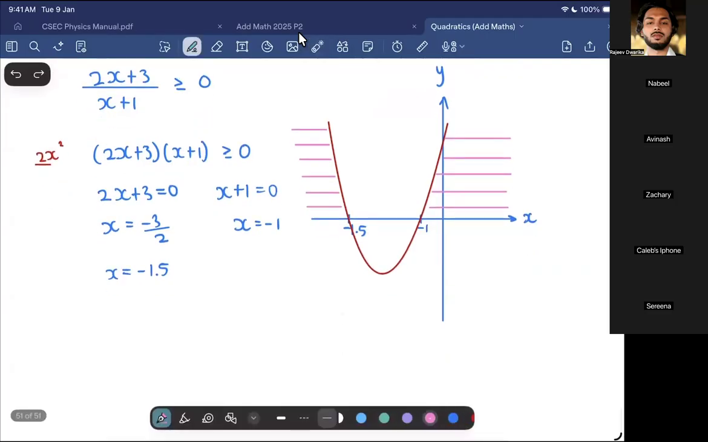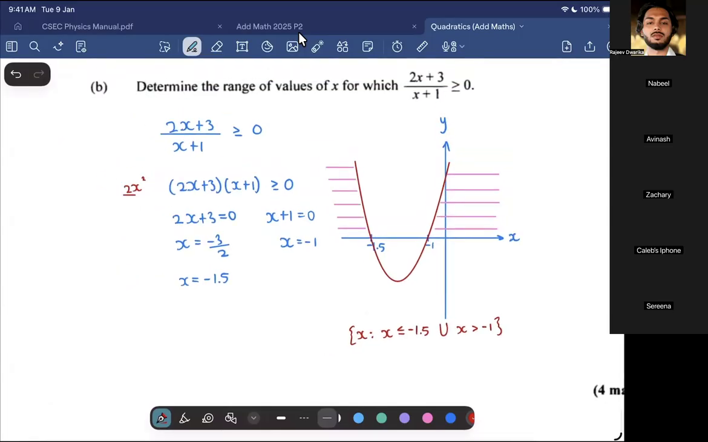So your answer is going to look like this. You're going to say x is such that x is less than or equal to minus 1.5, union x is more than minus 1. I cannot say x is more than or equal. I can't include the equal to part because when it is equal to minus 1, it'll make the function undefined.